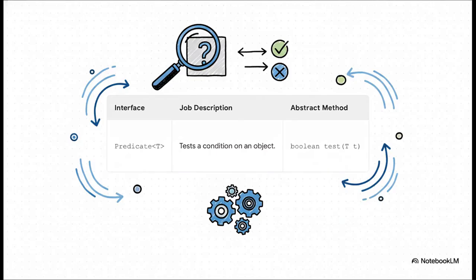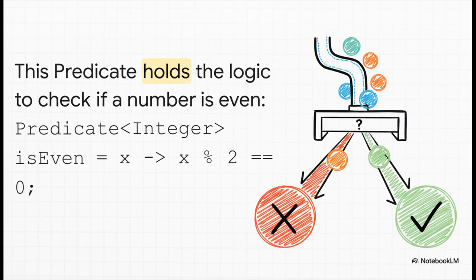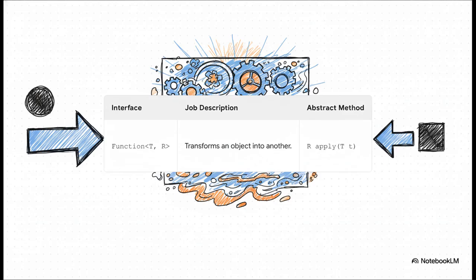First up is the predicate. Its only job is to test something and give you back yes or no. So right here, we're making a predicate. This one just checks if a number is even. Simple, right?